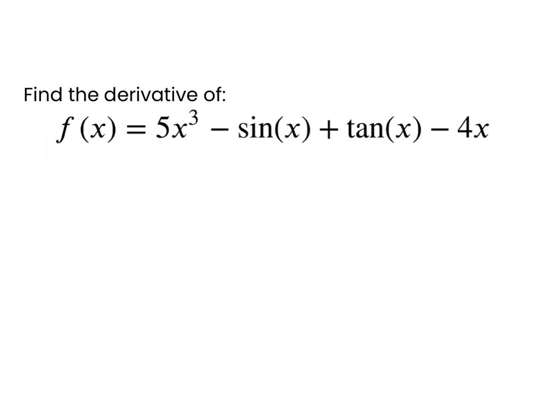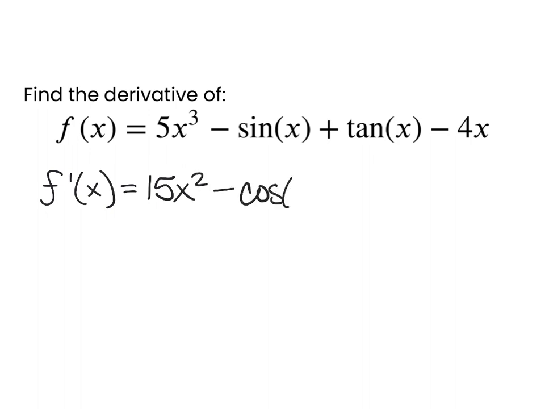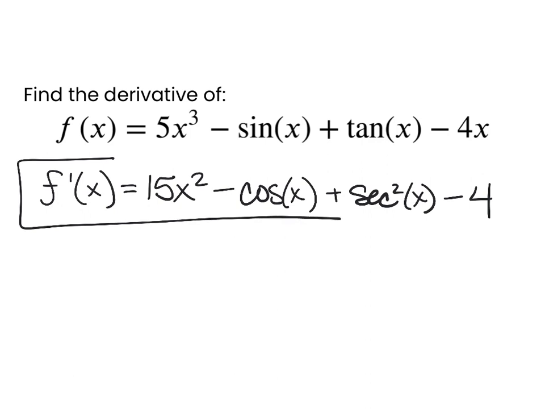Next question asks you to take the derivative of the following. Now we're employing both the power rule, some trig rules, and the sum and difference rule to be able to do each of these individually. F prime of x would be equal to, use the power rule, 5 times 3 is 15, 3 minus 1 is 2. The derivative of negative sine is negative cosine. The derivative of tangent is secant squared of x. And the derivative of negative 4x is just negative 4. And there we have our derivative.